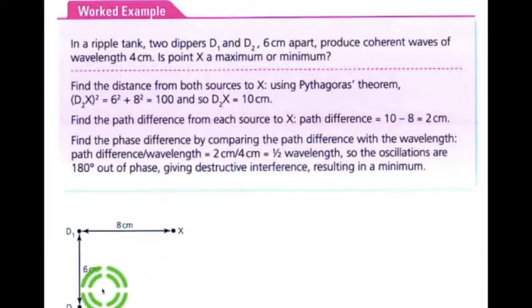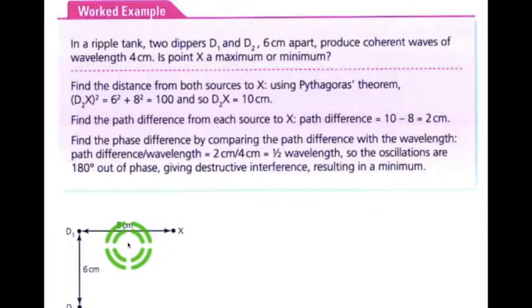So we need to calculate that. And we can see in the example here, they've just used Pythagoras' theorem to calculate the distance of D2 to X. And the answer there that they've got is 10 centimeters. So we know that there's a path difference then of 2 centimeters. D2 has travelled 2 centimeters further than D1.